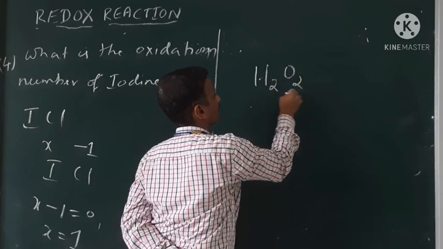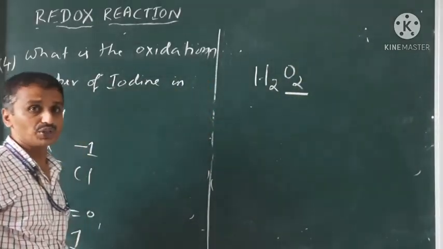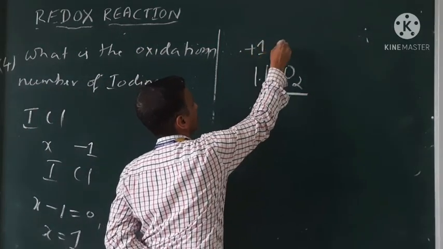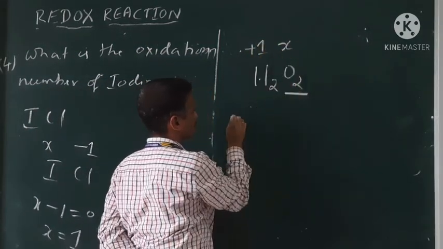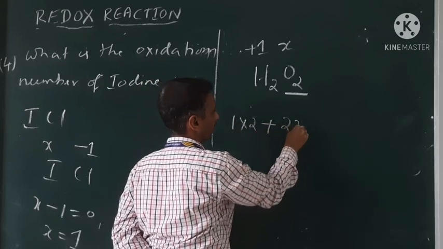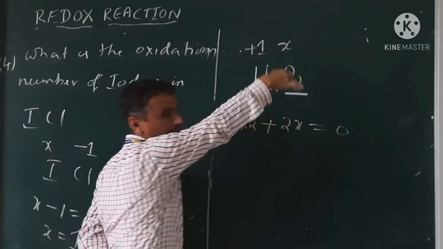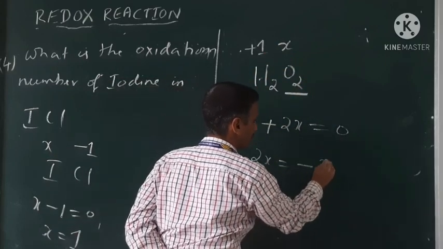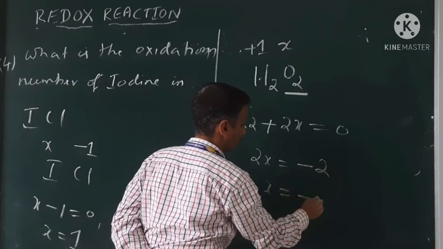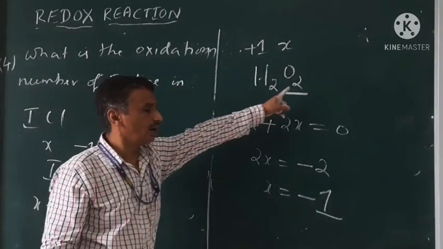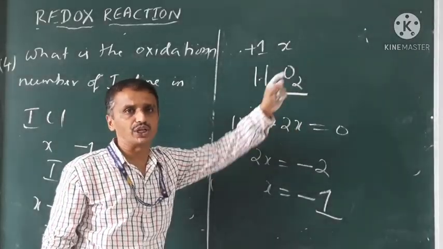H2O2, for the oxygen you have to calculate, which is hydrogen peroxide. So hydrogen is plus 1, oxygen X. So 1 into 2 plus 2X equal to 0 because it is a molecule. 2X equal to minus 2, X equal to minus 1. So in a peroxide, oxygen has the minus 1 state.